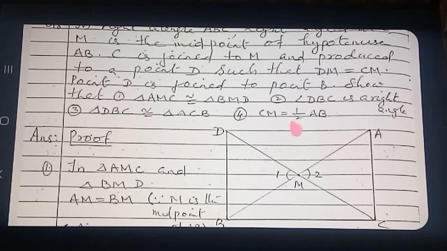Yes. Then the point D is joined to the point B. This D and B are also joined. You know this angle is 90 degrees, but this angle we do not know. We want to prove that this angle is a right angle. See here. Prove that angle DBC is a right angle. Are these points clear?